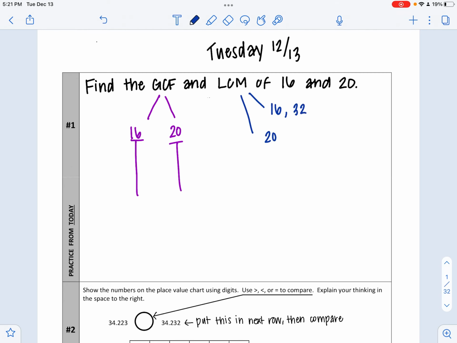Totally okay to use a calculator for this question, especially when you're finding the multiple of something like 16. Pause this video to answer question 1 and come back for some directions on question 2.